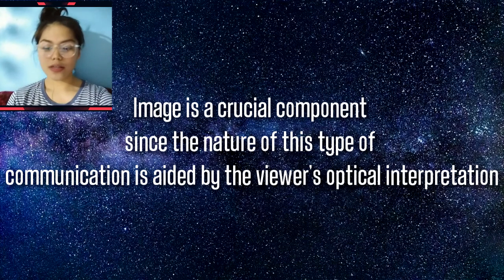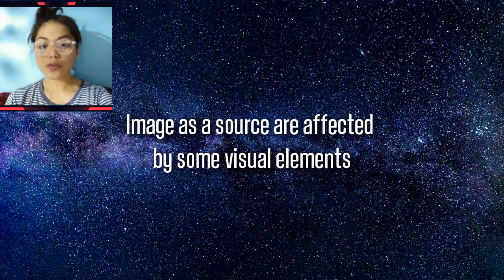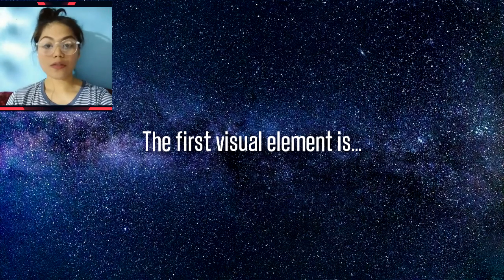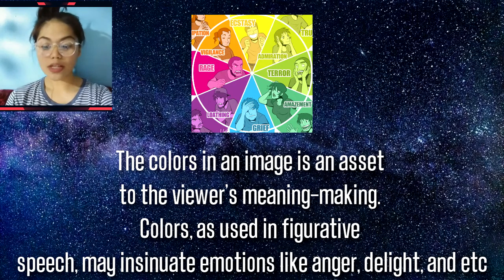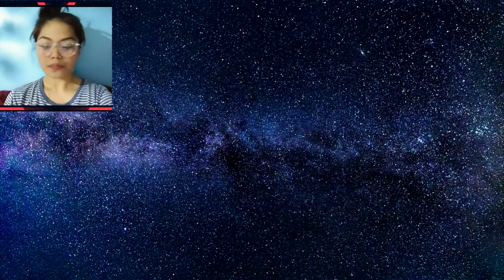So image is a crucial component since the nature of this type of communication is aided by the viewer's optical interpretation. Image as a source is affected by some visual elements. The first visual element is color. The colors in an image are an asset to the viewer's meaning making. Colors as used in figurative speech may insinuate emotions like anger, delight, and etc.